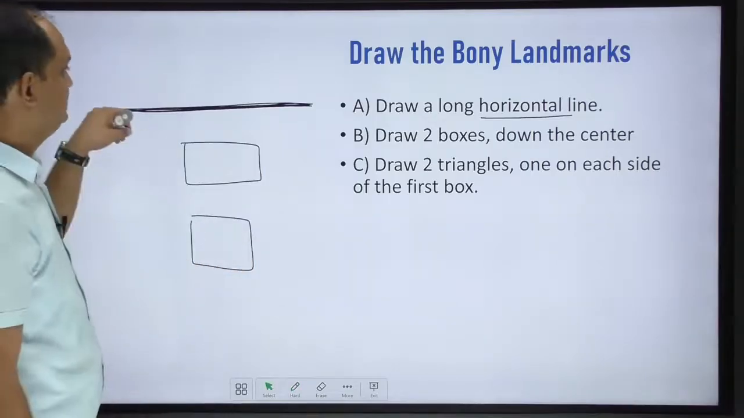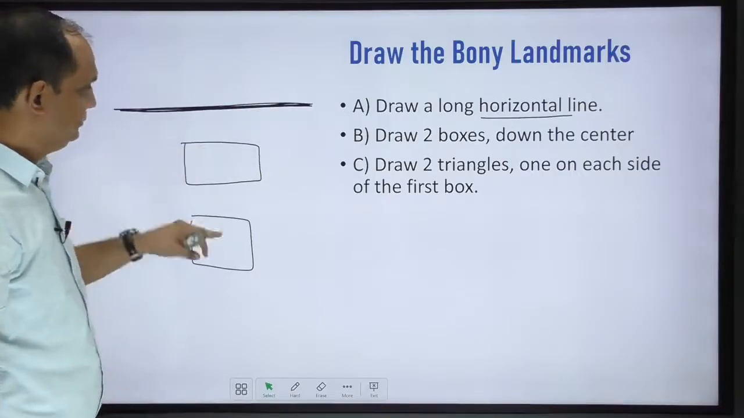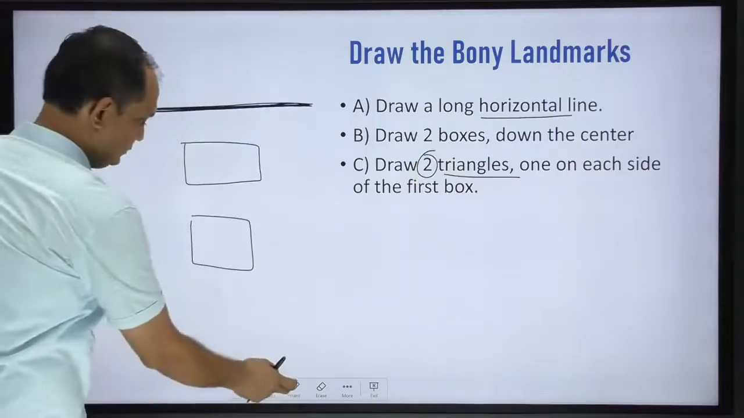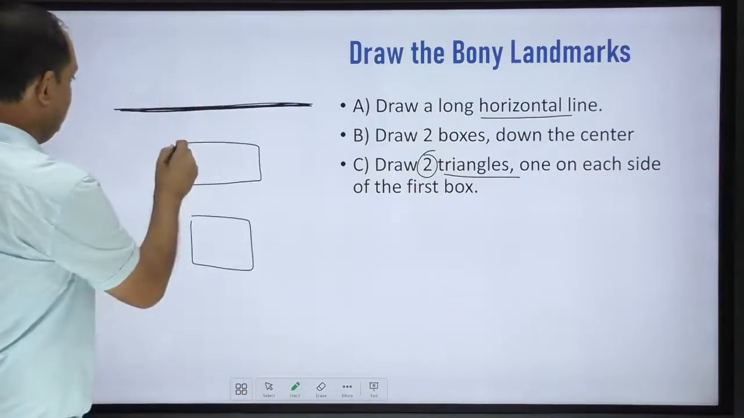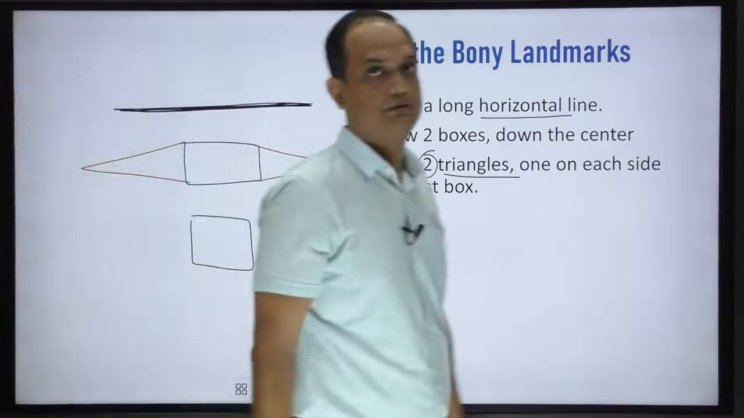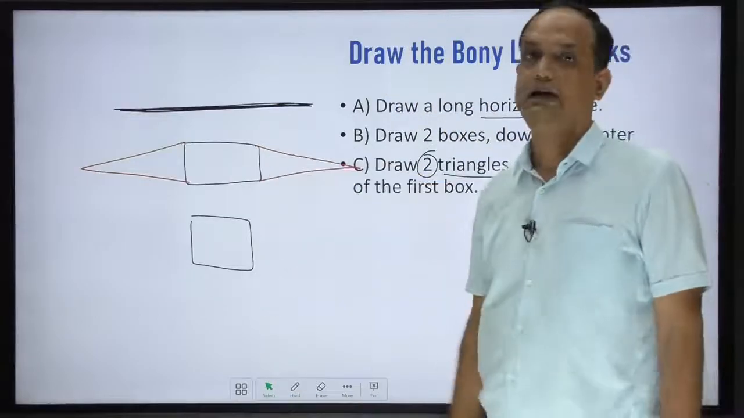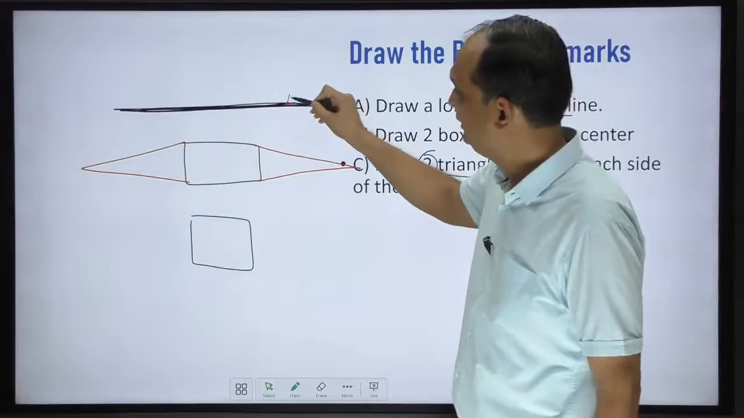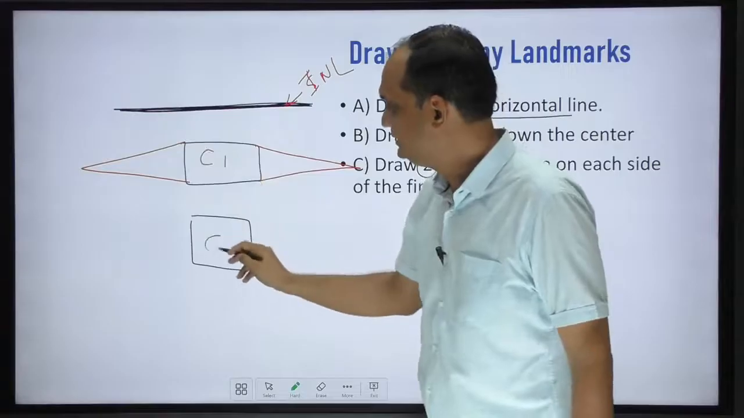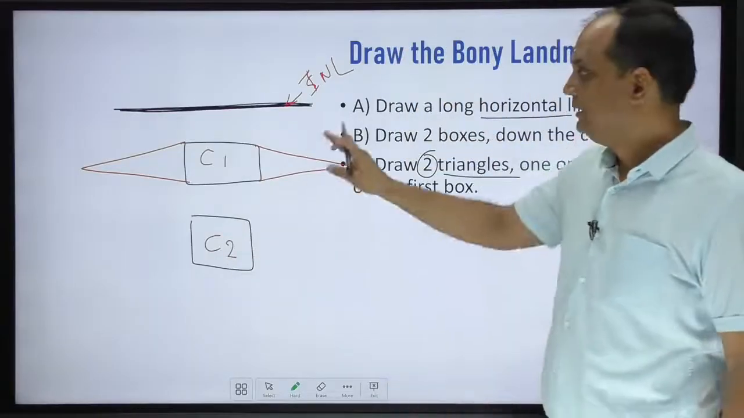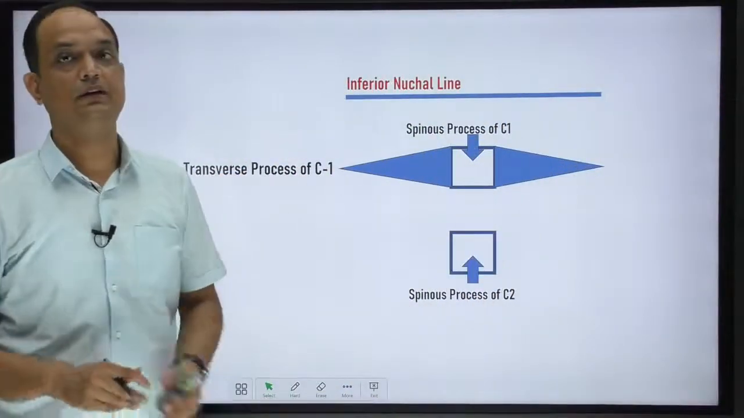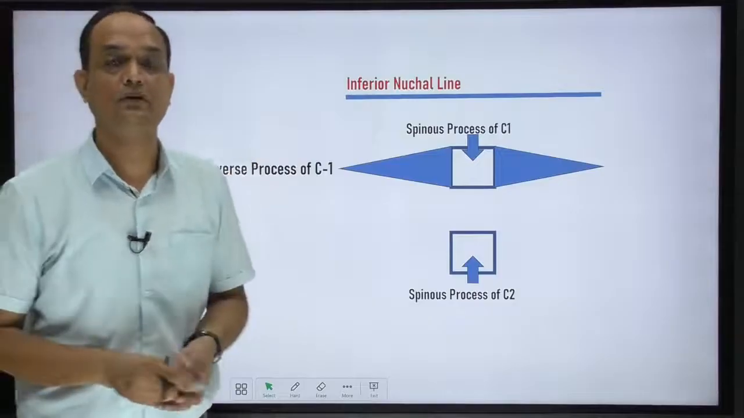So what I did is, first you have to draw a horizontal line, then draw the two boxes. Now you have to draw two triangles, one on each side of the first box. So I will draw the two triangles, sorry, on the sides of the first box. Okay children? So you have to do this much first. Now what I have drawn, this is your inferior nuchal line, this is your C1 vertebra, this is the C2 vertebra. Clear? Now when you see this picture, you are able to understand what I have made, what we actually want to draw.